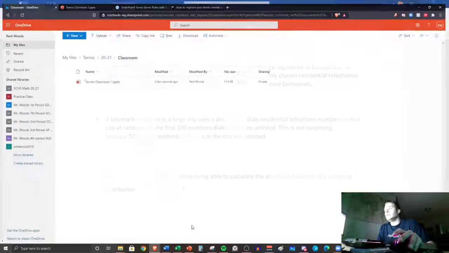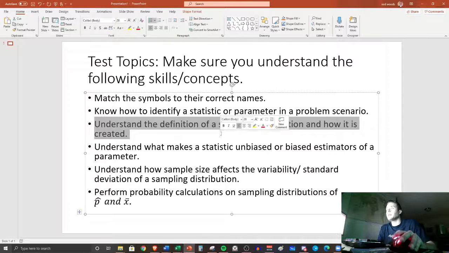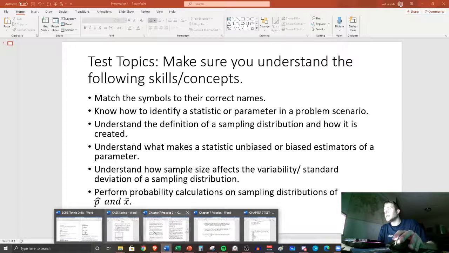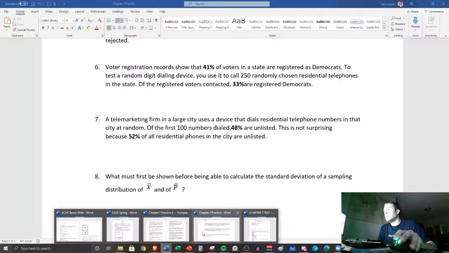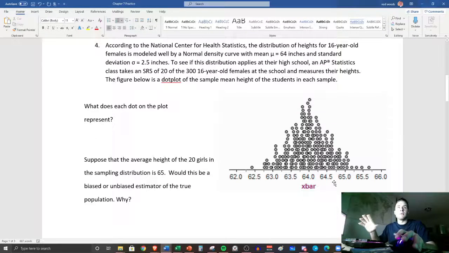Next, we want to talk about this. Understand the definition of a sampling distribution, how it's created. So that's what this example right here is talking about, where you have this dot plot over to the right. And this is a sampling distribution. How do we know it's a sampling distribution? Well, we're taking an SRS of 20 of these, excuse me, of 16-year-old females at the school to measure their height. So this is the distribution of heights for the females.